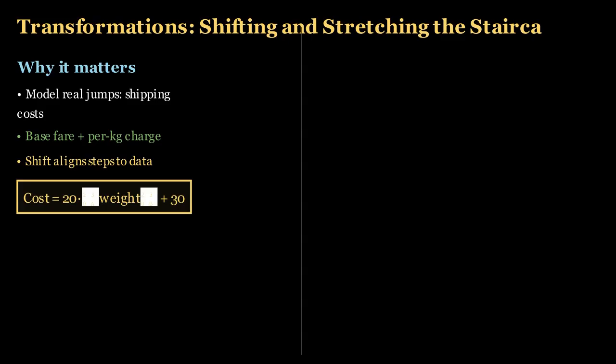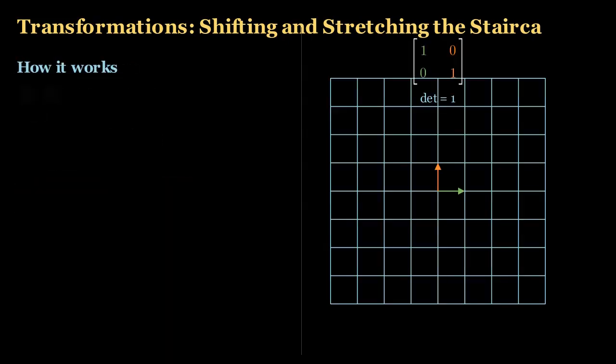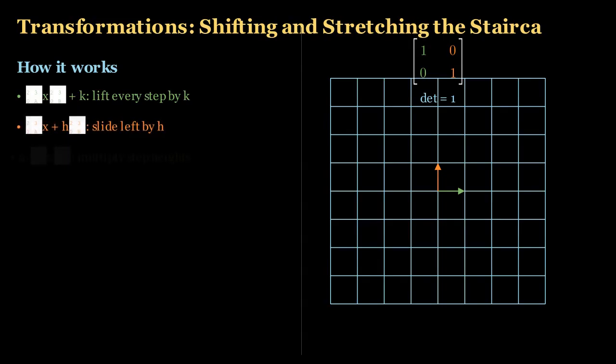Every step's height, the y value, goes up by 3. The step widths stay exactly the same, 1 unit wide. The whole staircase levitates. Next, adding h inside the floor, like x plus 2, is trickier. It shifts the graph horizontally, but opposite to the sign, plus 2 moves the staircase 2 units to the left.